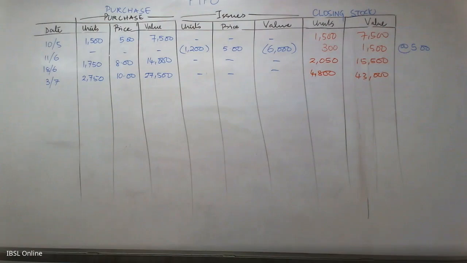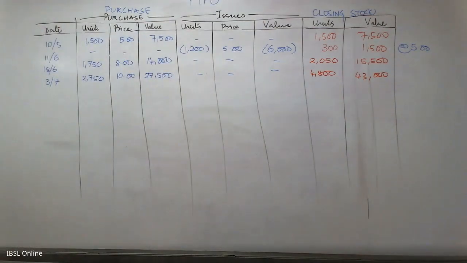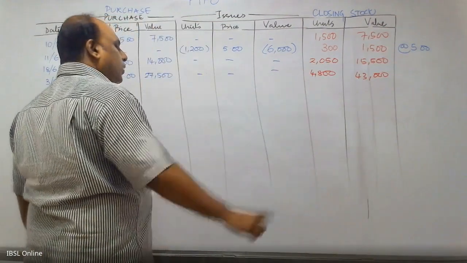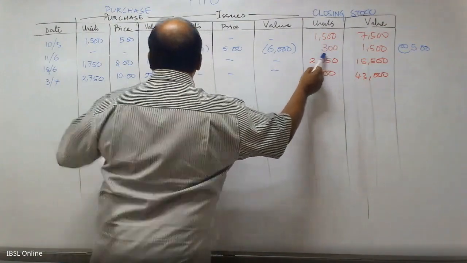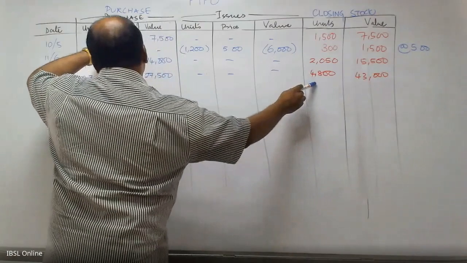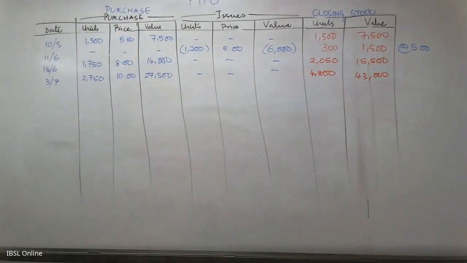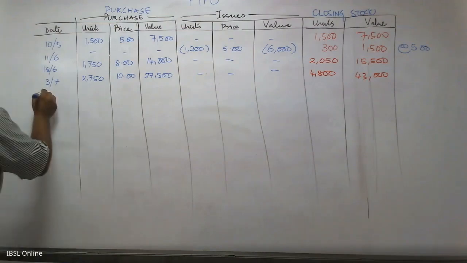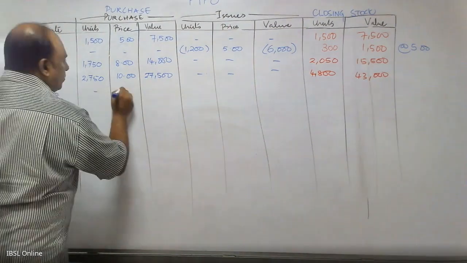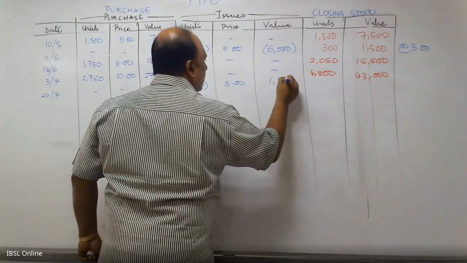Now here you have to be very careful. The question is how you are going to issue these 3,000 units. This is where FIFO comes in, first in, first out. Inside this 4,800, you have 300 units remaining at 5 rupees. Am I correct? So what I'm going to do first is remove that first. On 20th July, I'm going to remove those 300 units at 5 rupees, which means I will remove the 1,500.